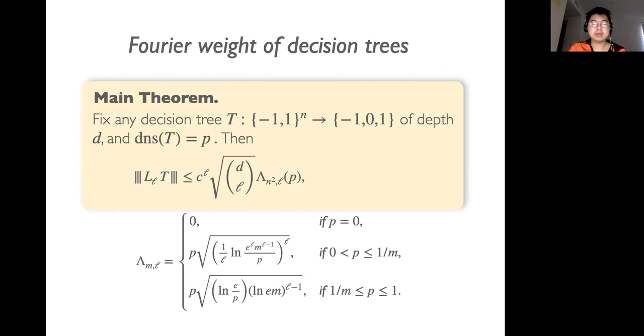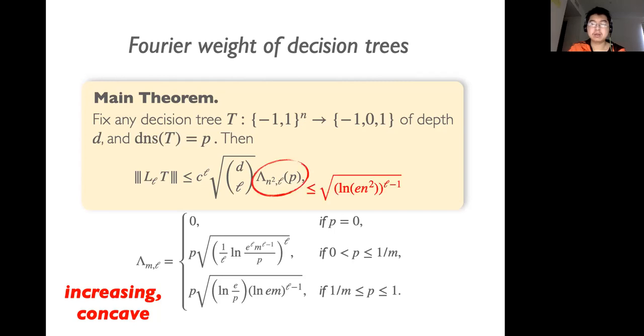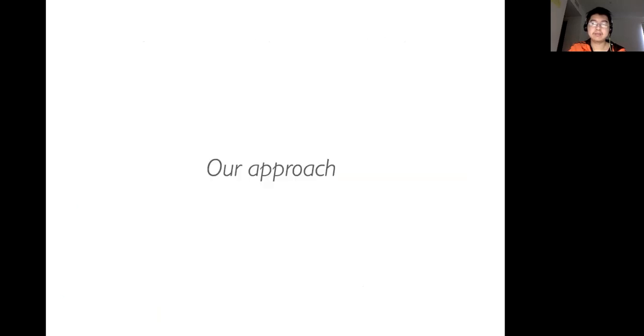But this lambda function has some nice properties. For example, it's increasing and concave. And if we plug D equals 1 into this expression, we get the square root of log n to the L minus 1, which showed up in the previous slides. Now I'll give you a high-level idea of how we prove the Fourier weight bound of decision trees.